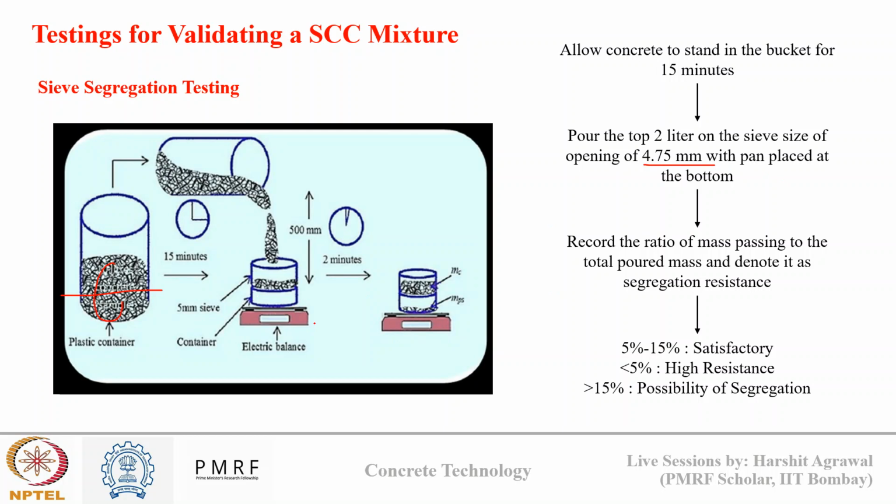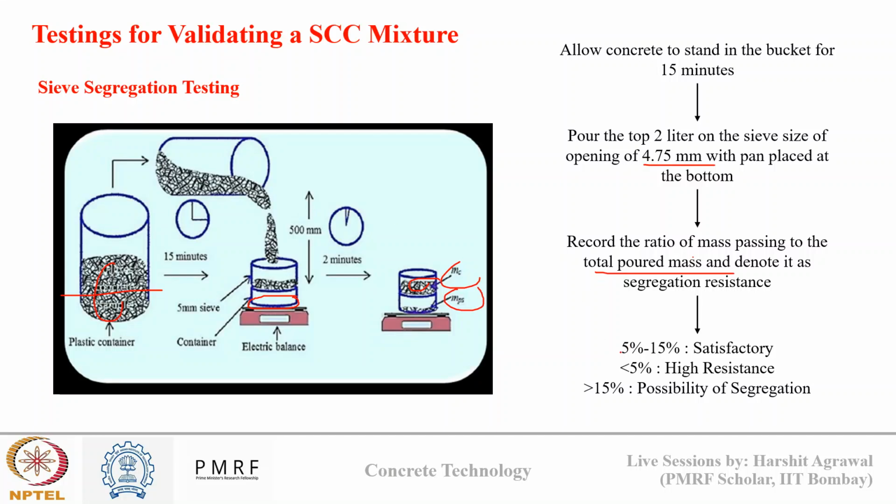Okay, and then we record the mass of concrete pouring upon the total mass. So the ratio, like how much concrete paste has escaped here, or what is the ratio between these two weights, helps us to tell about the segregation that is happening in a self-compacting concrete.